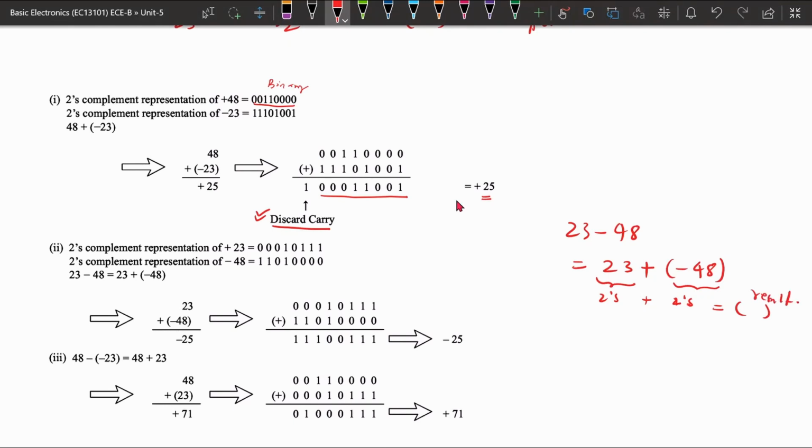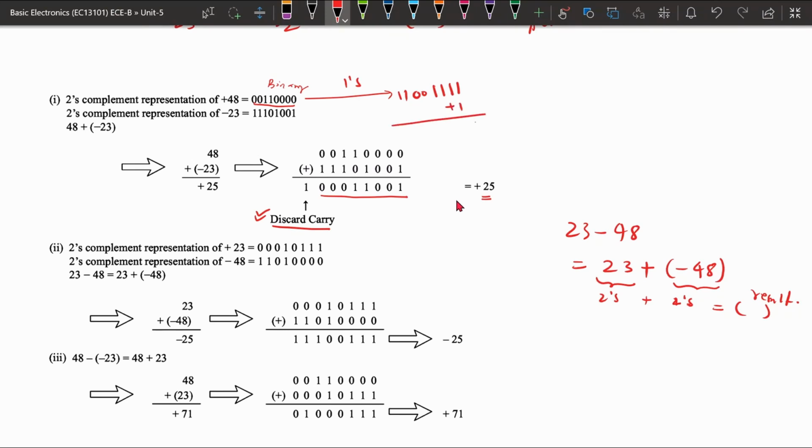So 23 will be represented by its binary representation. For 48, this was the binary representation. We will take the 2's complement here. For the 2's complement of 48, first of all, we take the 1's complement. So if we take the 1's complement, we complement every bit. It is 4 1s, then 0 0, 1 1, 0 0 1 1. So this is the 1's complement of 48. We will add 1 to it.